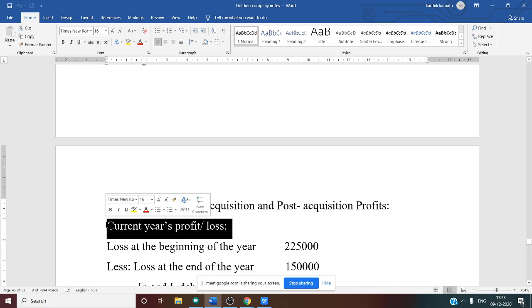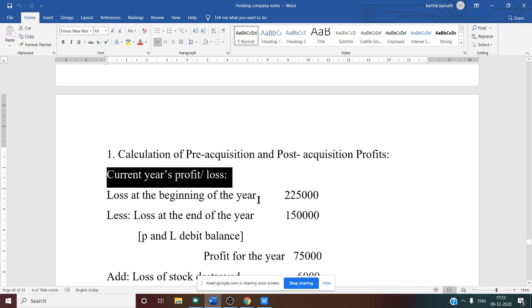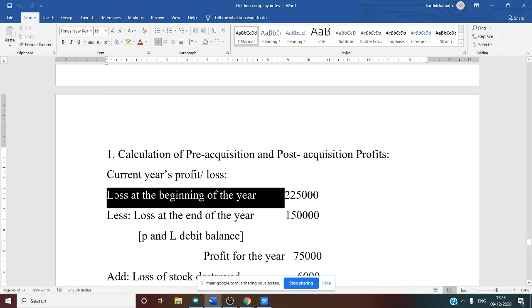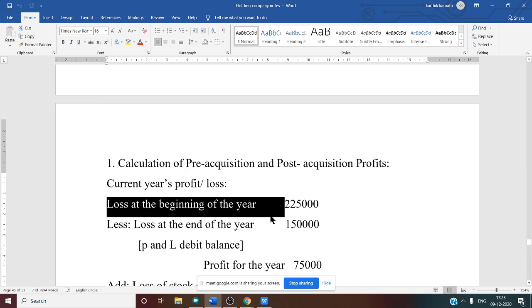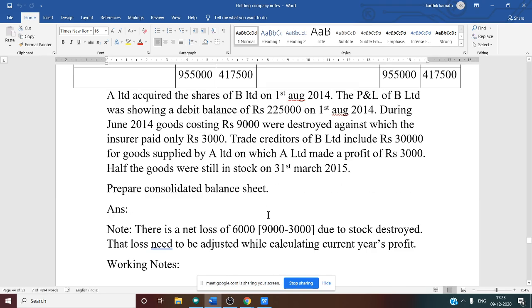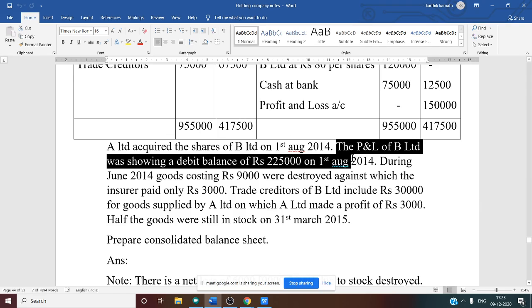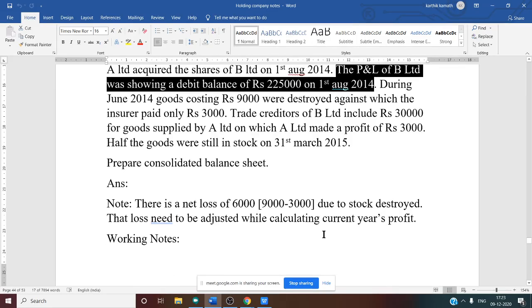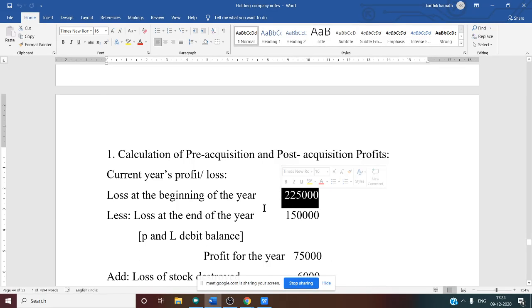Under that, the first thing you have to determine is current year profit or loss. So in this problem, loss is there at the beginning as well as at the end. So loss at the beginning, from where you are going to get this information, that we have to see here. Loss at the beginning is given in the adjustment, 2,25,000. Although the date is 1st August, we can say that this is a pre-acquisition loss. Why? Because acquisition happens only on 1 August 2014. That means before everything is pre. So now loss at the beginning of the year is 2,25,000.